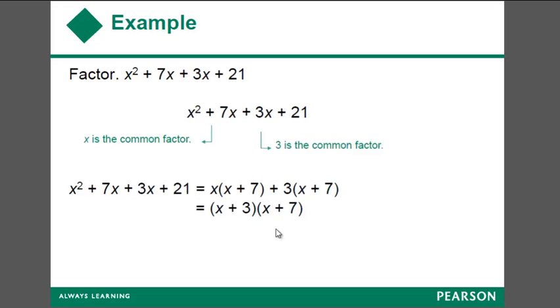This is considered factor by grouping. You can always check yourself by doing the FOIL or multiplying with the distributive property. X times x gives you x squared. X times 7 gives you 7x, 3 times x gives you 3x, and 3 times 7 gives you 21, which is what we started with.